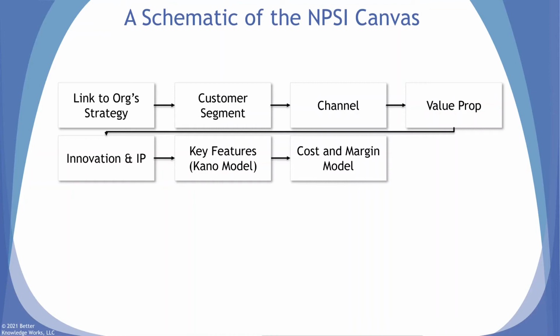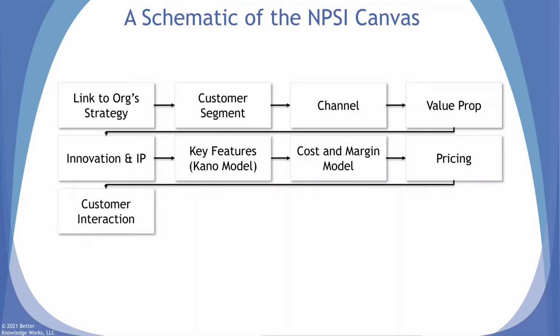From there, we can look at a cost and margin model. How much is it going to cost us to make a product that meets these key features? From there, we can look at pricing. If we have the value prop and we know our cost and what margin we're looking for, that can guide us to pricing, and we can ensure that the pricing is going to be acceptable to the customer and create acceptable margin.